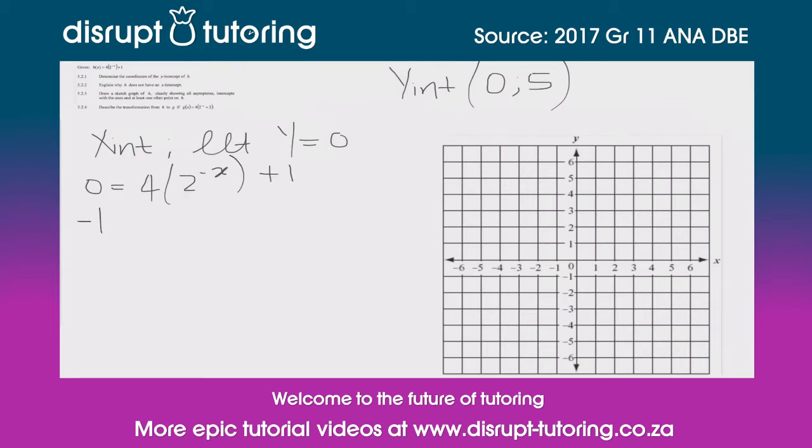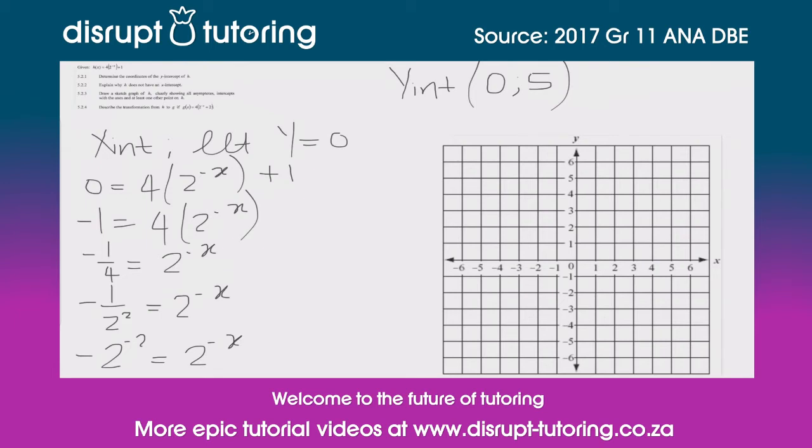Right, let's move that 1 across. 4 times 2 to the minus x. Let's get rid of that 4. So we're going to have minus 1 over 4 equals 2 to the minus x. Now let's convert that into something that looks like the right-hand side. All right, and let's move the 2 to the top, which will give us a negative exponent.